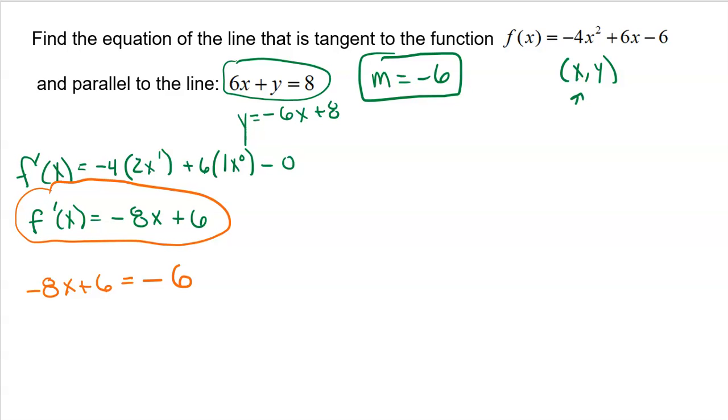So, how simple is this? All I got to do now is solve. So let's see, I'm going to subtract 6 over, so I get negative 8x equals negative 12. Divide everything by negative 8, and I get x equals, let's see here, 2 negatives make a positive. 12 and 8 are both divisible by 4. So I get 3 halves. 12 divided by 4 is 3. 8 divided by 4 is 2. So there is my point of tangency.